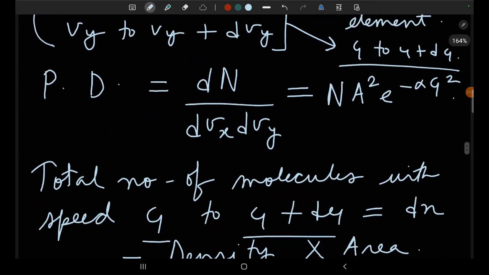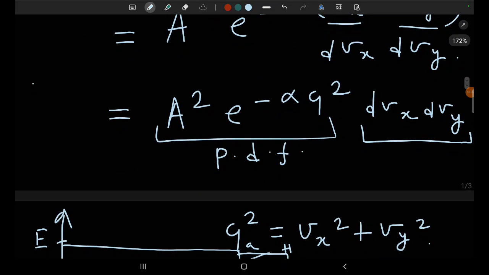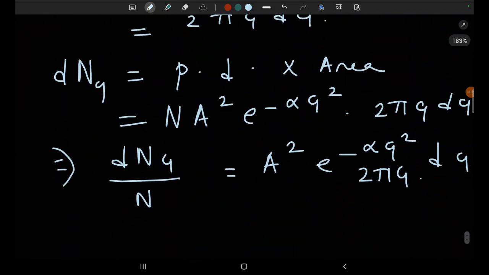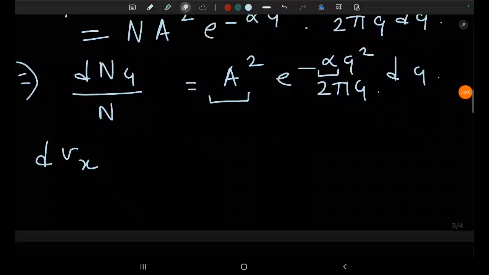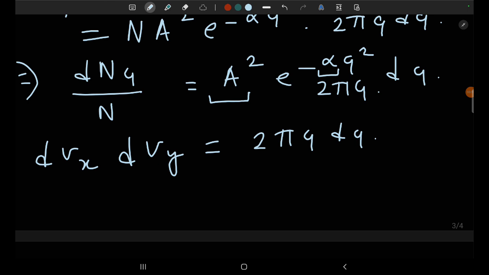So we have arrived here, and we can compare it to our original equation, and we see that dvx dvy was completely replaced by 2 pi c1 dc1. Now another task that remains at hand is the determination of this a and alpha.